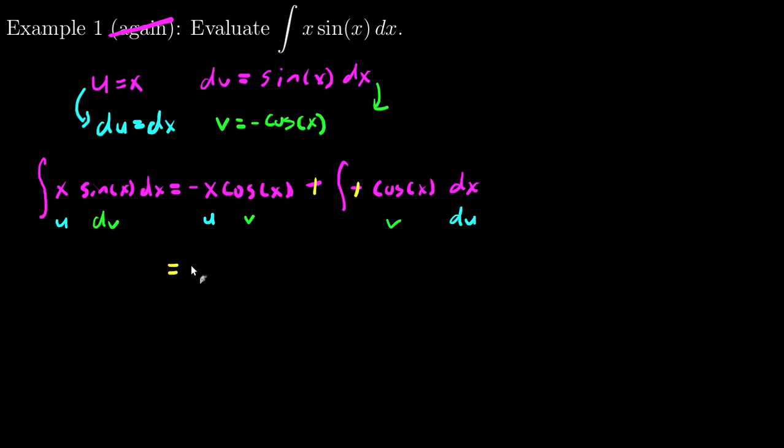So this term remains the same, negative x cosine x. The antiderivative of cosine x is sine x. And since I've taken all of the antiderivatives here, I will have a plus c.